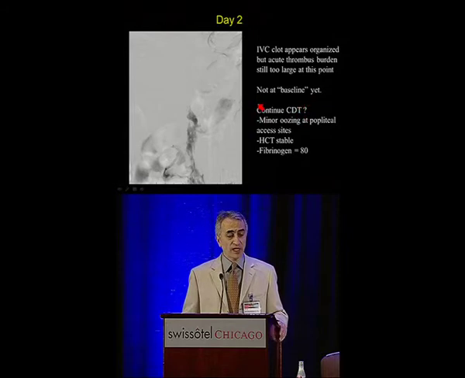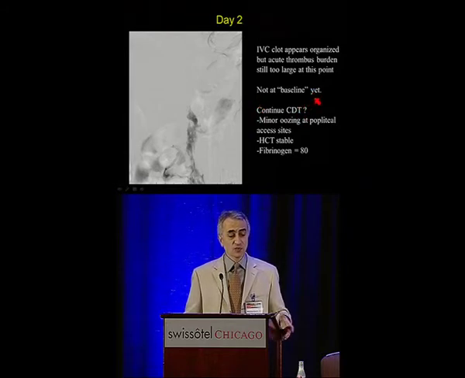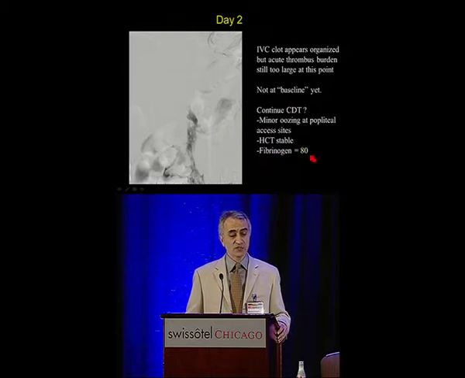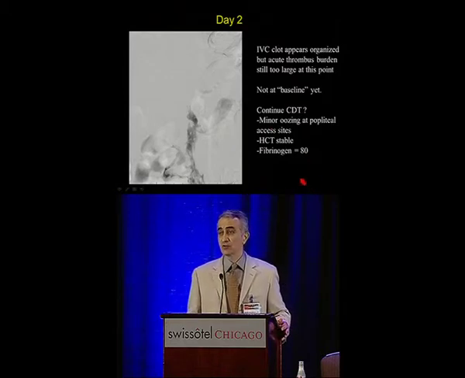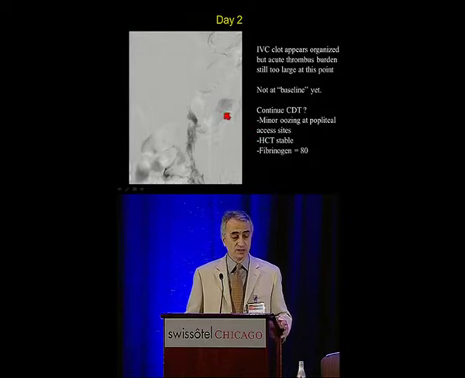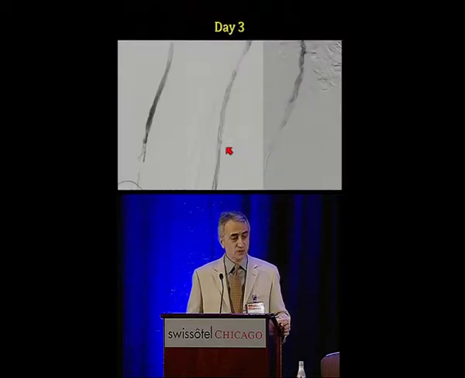Here's the problem. We're not at baseline, so we know the suprarenal is probably chronically occluded or hypoplastic, but we have not opened up the collaterals. So should we continue catheter-directed? We have some minor oozing. Hematocrit stable, fibrinogen is 80. Remember, this is a pediatric case in a pediatric ward with pediatric people on him who have never seen us do anything like this. So every hour, I get 10 phone calls.